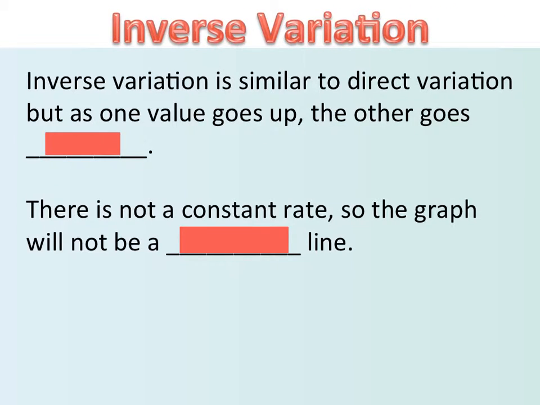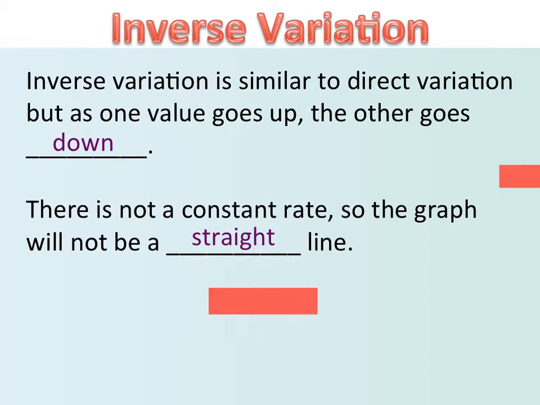Inverse variation is similar to direct variation, but as one value goes up, the other value is going to go down, or vice versa. So they go in opposite directions. One increases while the other decreases, or one decreases while the other increases. Because of that, there is not a constant rate, so the graph will not be a straight line, because x increasing while y decreases happens at different rates, so you end up not having a perfect straight line.